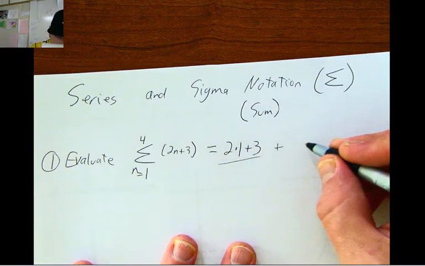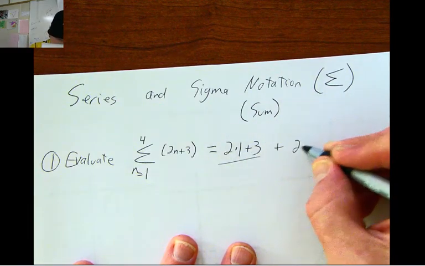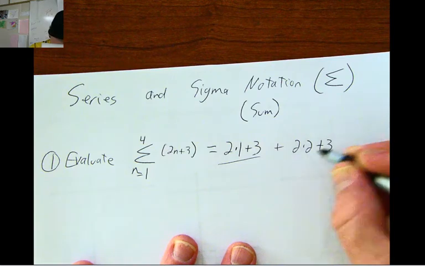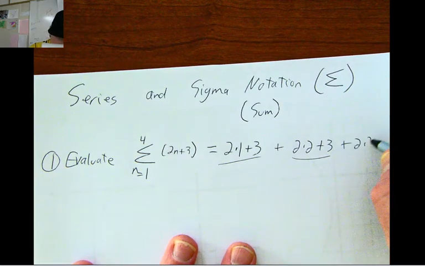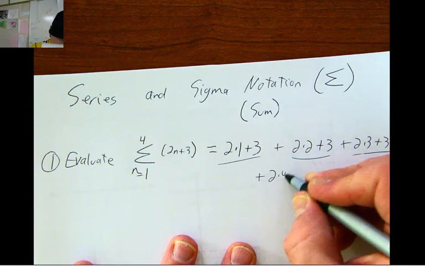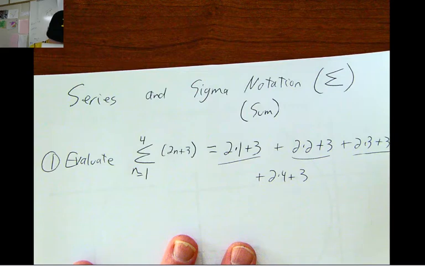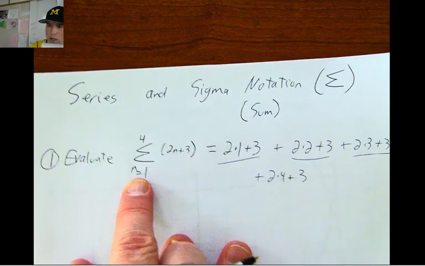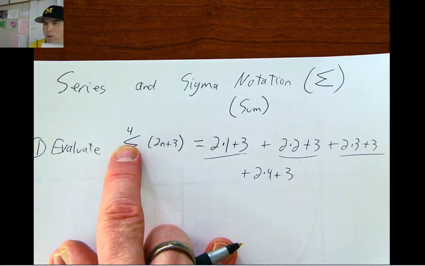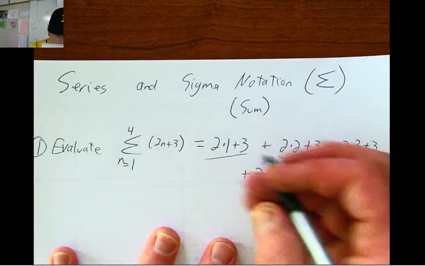Then you plug in 2. 2 times 2 plus 3. Then you plug in 3. 2 times 3 plus 3. Then you plug in 4. 2 times 4 plus 3. And then you're done because you started at 1 and you plugged that one in first, and then you kept going until you had plugged in 4, and then you are done.